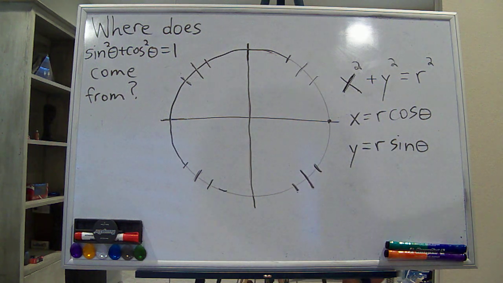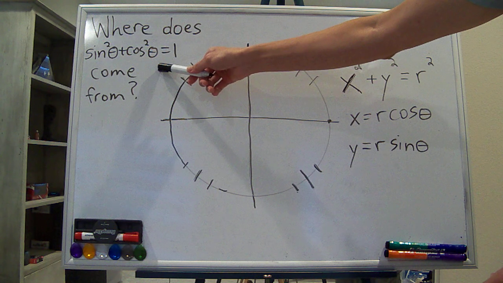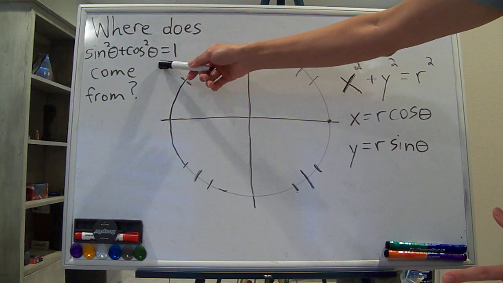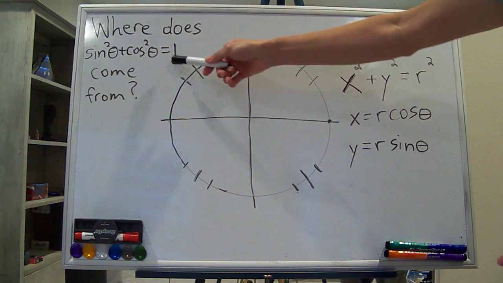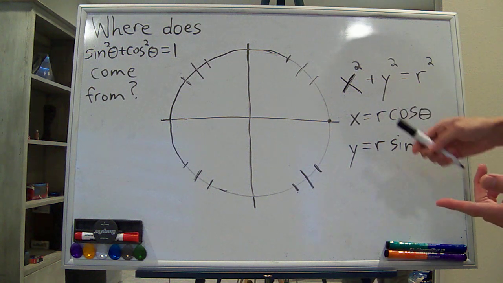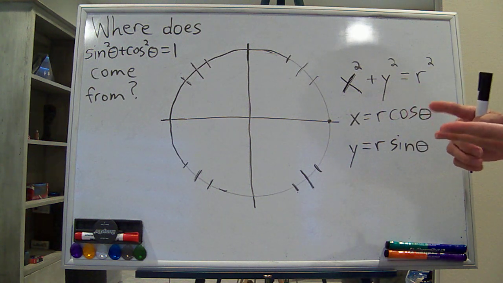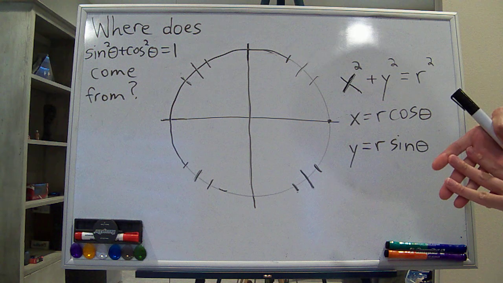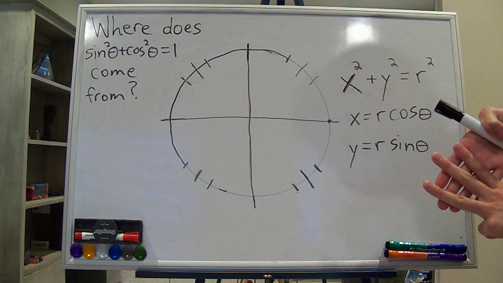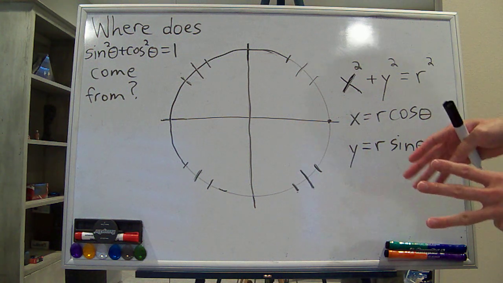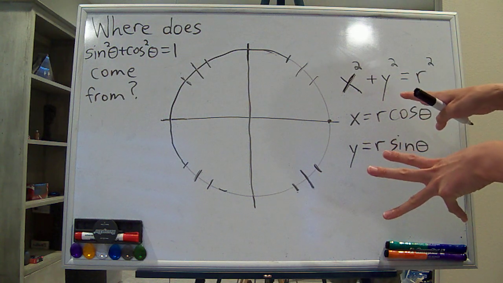Today we are going to derive this trigonometric identity. Specifically, it's a Pythagorean identity. In order to understand this, you're going to have to understand Pythagorean Theorem, sine and cosine, and polar coordinates. If you're not familiar with those three topics, I recommend you go watch my videos on those. Otherwise, you can try and see if this makes sense to you.